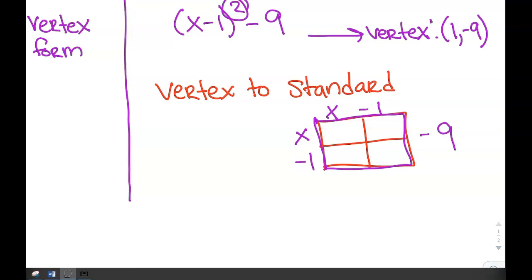And then don't forget that that 9 is still a thing. So like that 9 is still going to need to have something happen to it, even though it's not in my box at all. X times x makes x squared. X times -1 makes -1x. -1 times x makes -1x. -1 times -1 makes +1. As I pull this out of the box, I get x squared minus 2x plus 1 minus 9.